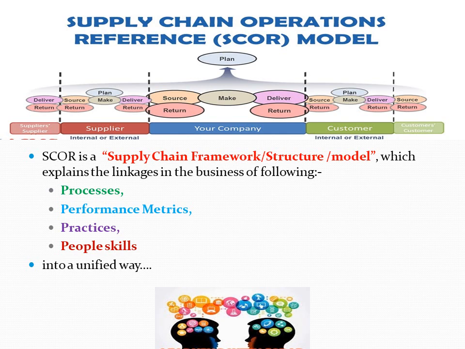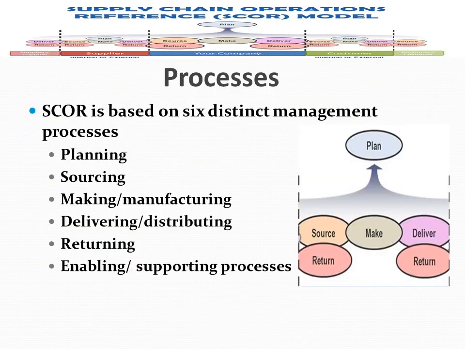So basically it is showing us a framework of the linkages in the business, which are processes, performance metrics, practices, and people skills, in a unified way. When we see the picture of that model, we will see that it shows us the interconnection of processes, performance metrics, practices, and the people skills. So this model tells us about everything: processes, performance metrics, best practices, and the people skills. So let's first start with the process.